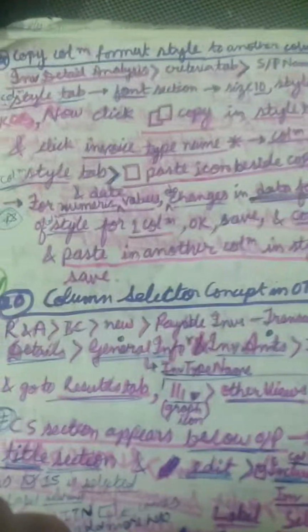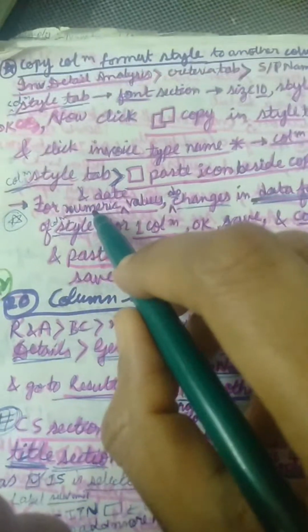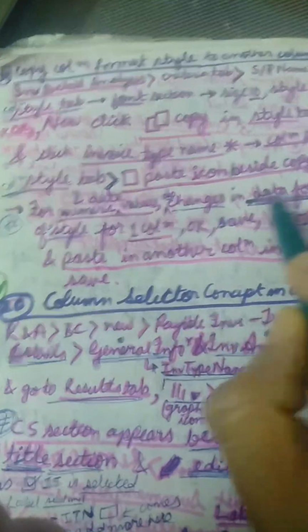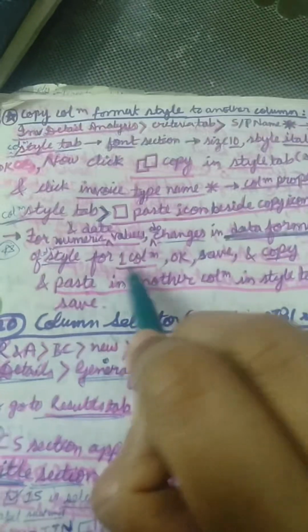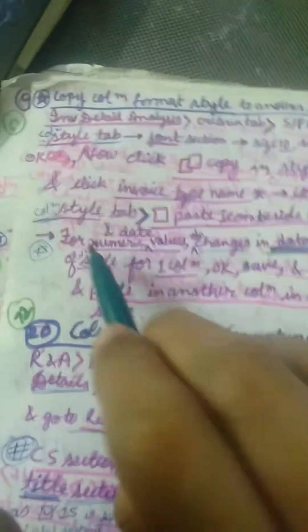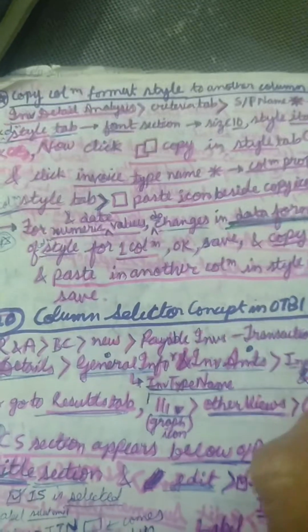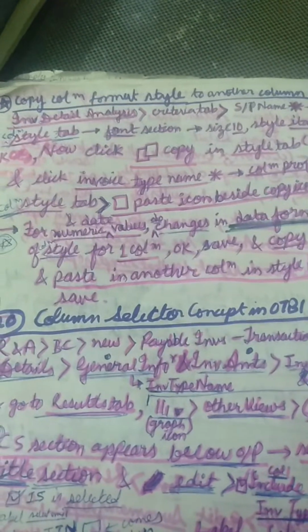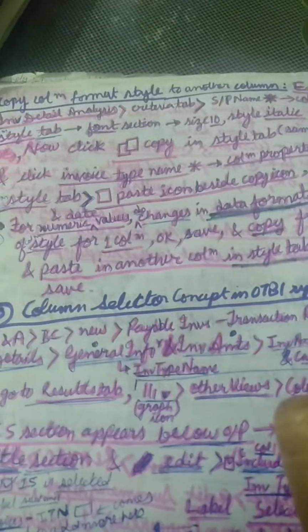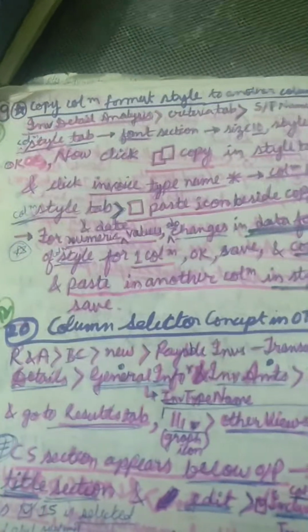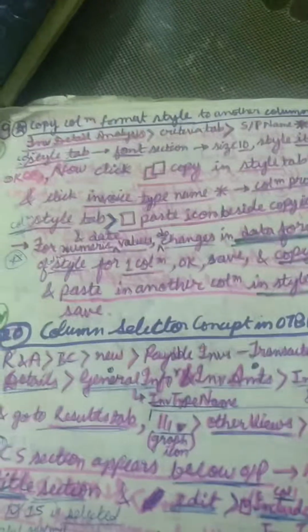We have previously discussed how to do these settings. In the data format tab, now instead of the column tab, we change all the data that you want to change for numeric and date values. We click on OK and save. Now again we'll go to the style tab. For copying, you have to go to the style tab and click on copy and paste it in another column in the style tab of that particular column. So irrespective of what changes you make in all these, the copying can be done using the column style tab.